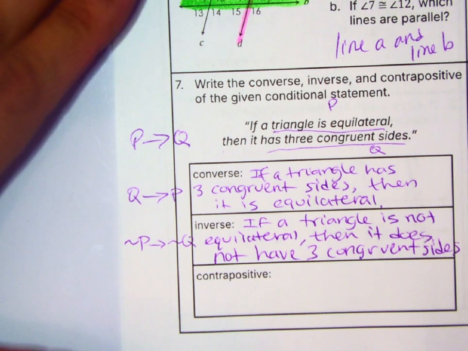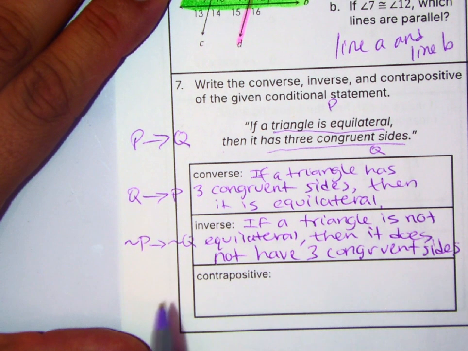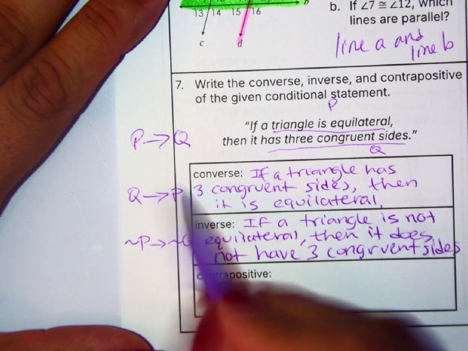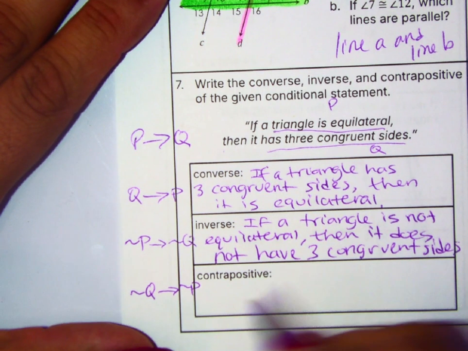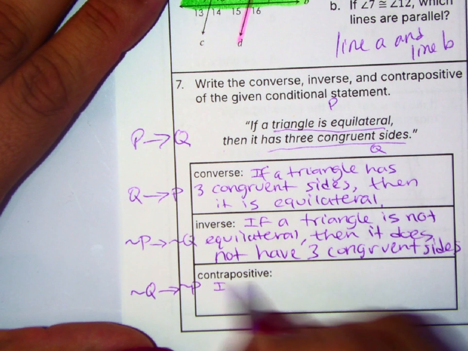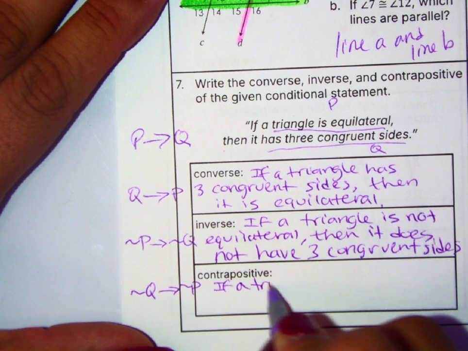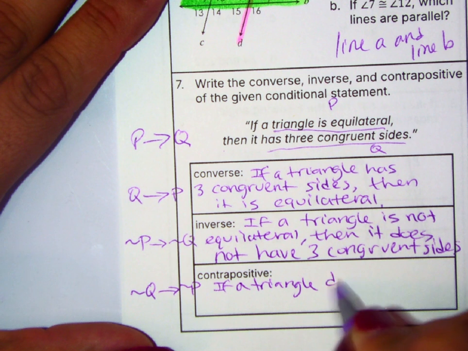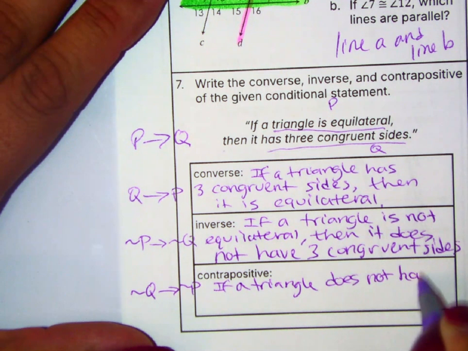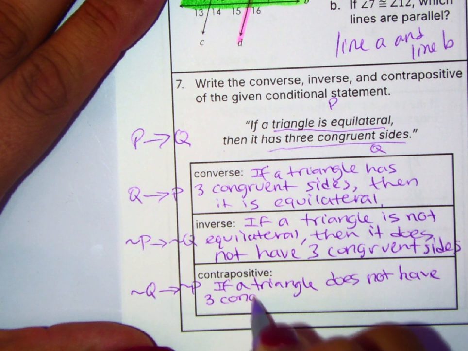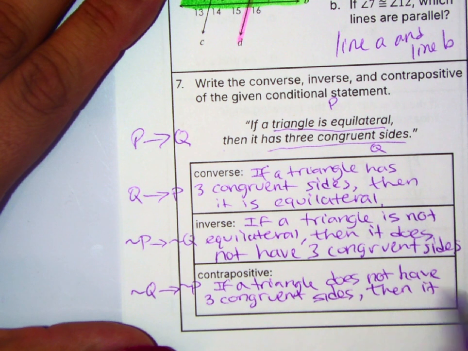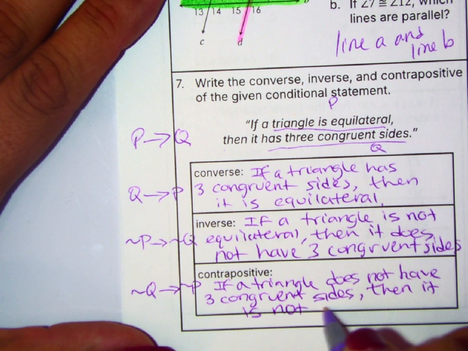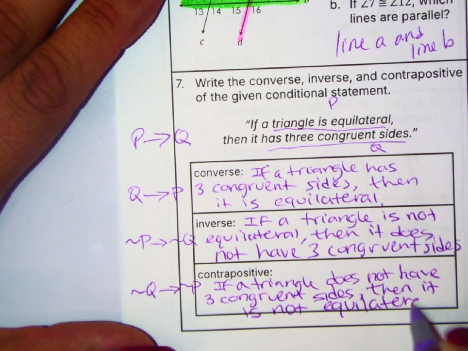And the last one is contrapositive, which is this but opposite, or the converse but with the nots. So not Q leads to not P. So we're going to say if a triangle does not have three congruent sides, then it is not equilateral. Okay? All right, last two problems.